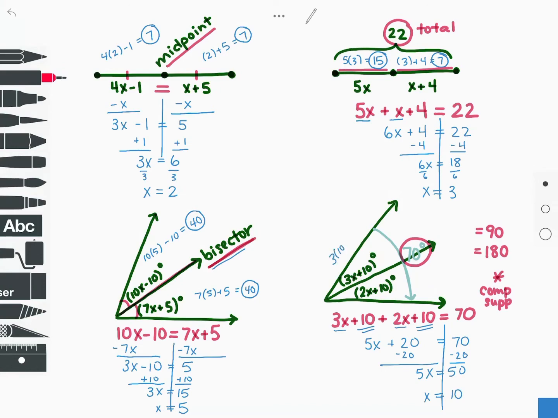Back to the picture. 3 times 10 plus 10, and 2 times 10 plus 10. And my answers are 40 degrees and 30 degrees. So those don't match, which is fine because I was looking for those to add up to 70, and they do. I hope that helps.